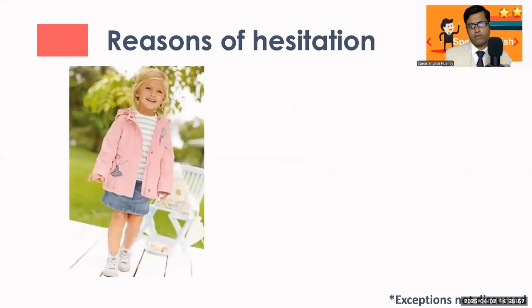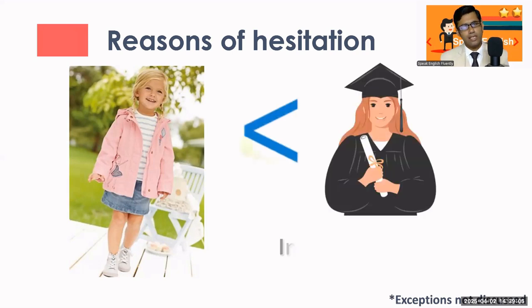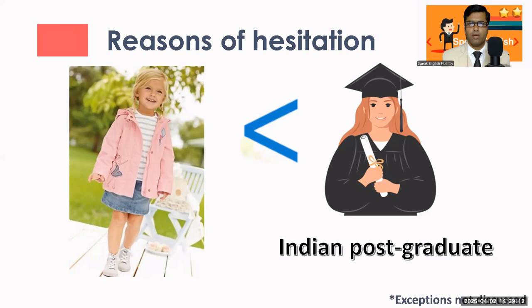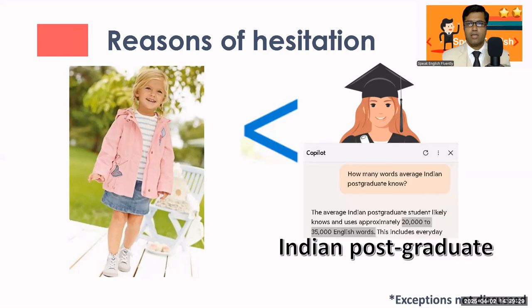Let's say this is a UK kid of around 4 years. The vocabulary of this small girl is definitely less than this Indian postgraduate. How many English words does an average Indian postgraduate know? We asked this question to Copilot, which is like ChatGPT, and we got this answer. Generally, an Indian postgraduate knows around 20 to 35,000 words. Let's consider this an exaggerated number, but obviously, an Indian postgraduate must have a vocabulary of around 4 to 5,000 words.